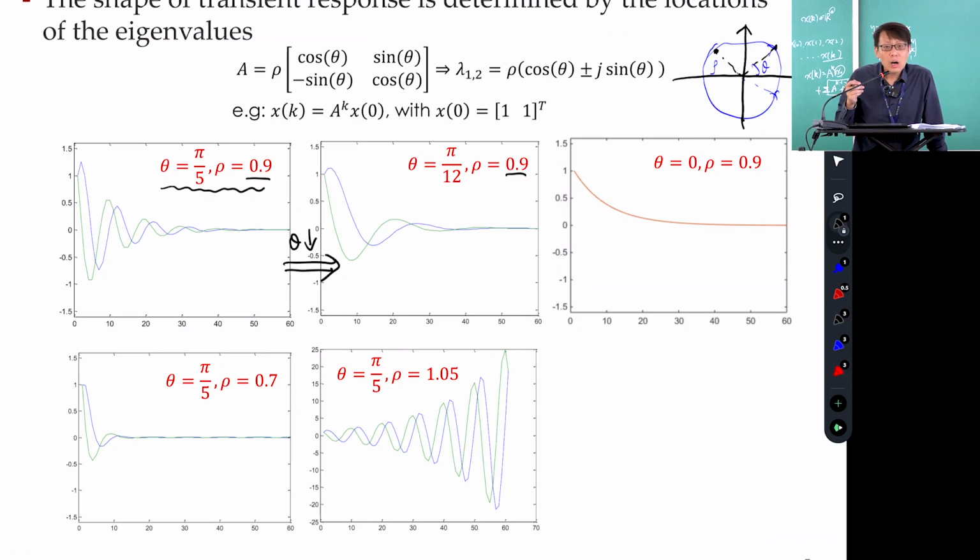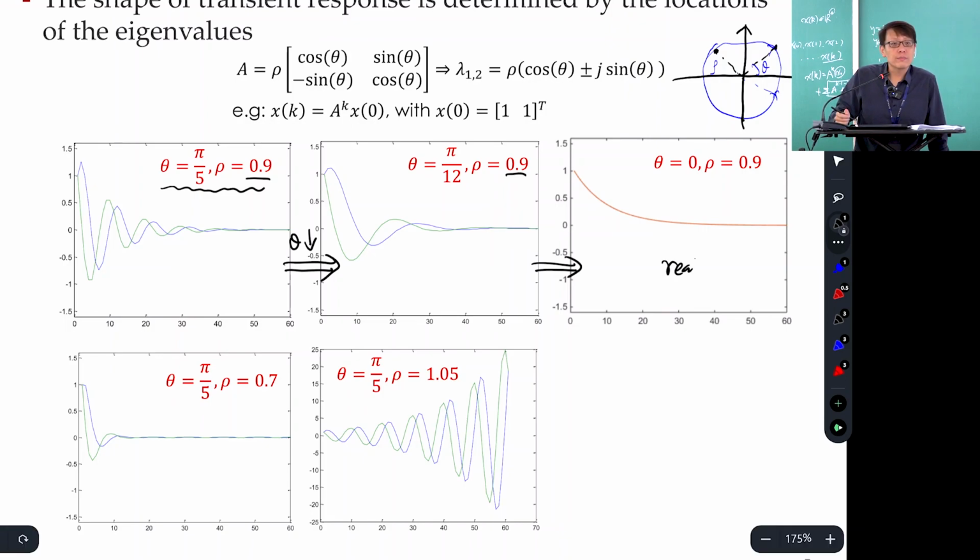Less oscillatory, right? It oscillates less, and the oscillation frequency is lower. Okay, let's further reduce theta to 0. There's no oscillation, because these become real eigenvalues. There's no oscillation anymore. It just monotonically converges to 0.